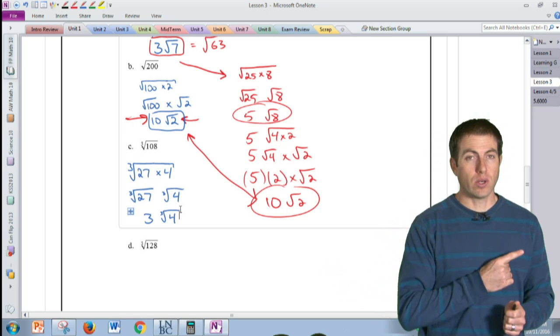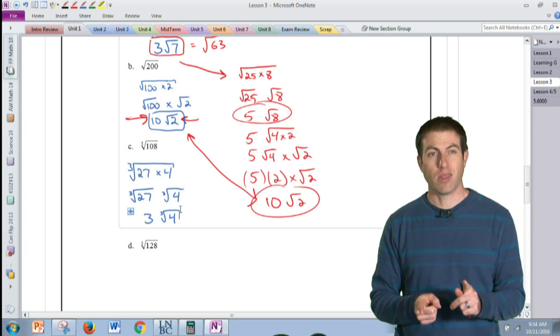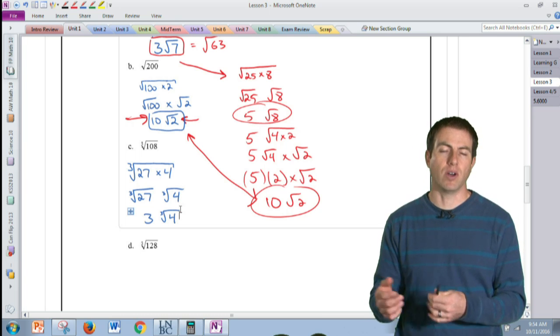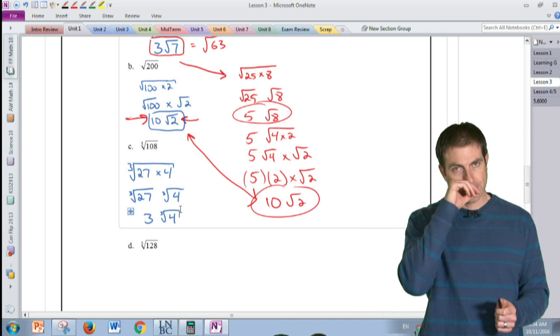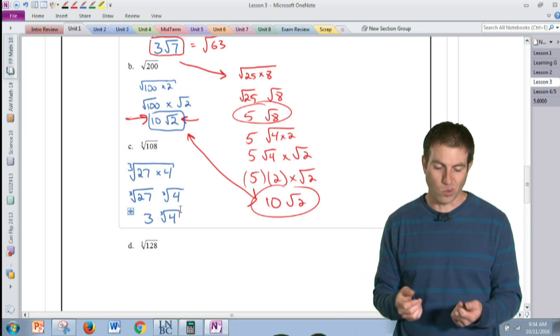The cube root of 4 isn't the same thing as the square root of 4. So make sure when you are going quickly through these questions, you don't just think, oh, cube root of 4, that's 2, and move on. No. The cube root is a number multiplied by itself 3 times. So 2 times 2 times 2 is 8, not 4.